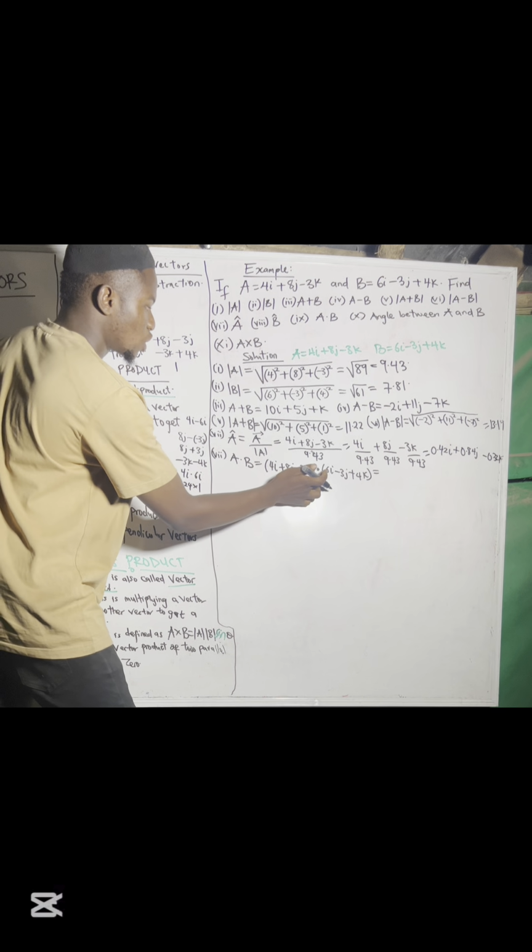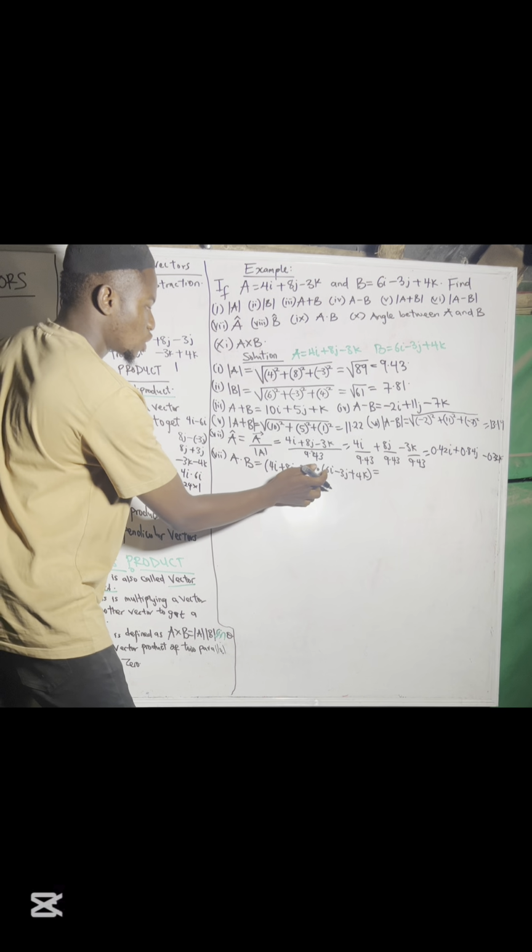Whenever they ask you to look for the angle between two vectors, that simply means you are looking for theta. Guys, whenever you are asked to look for the angle between two vectors, you have to use this formula: A dot B equals magnitude of A, magnitude of B, cos theta. Then you make theta the subject of the formula by dividing both sides by magnitude of A, magnitude of B. So your cos theta is equal to A dot B over magnitude of A, magnitude of B.